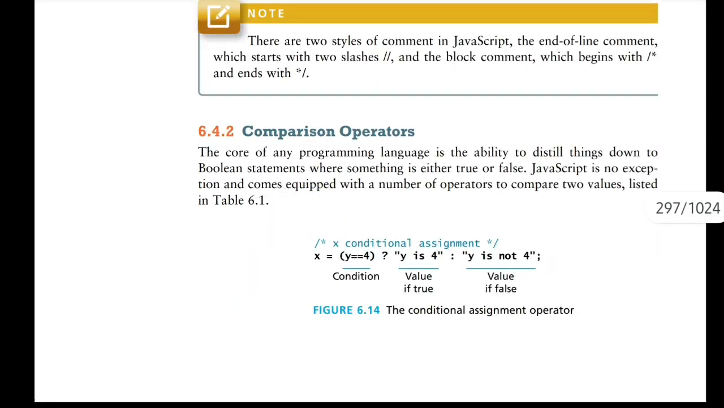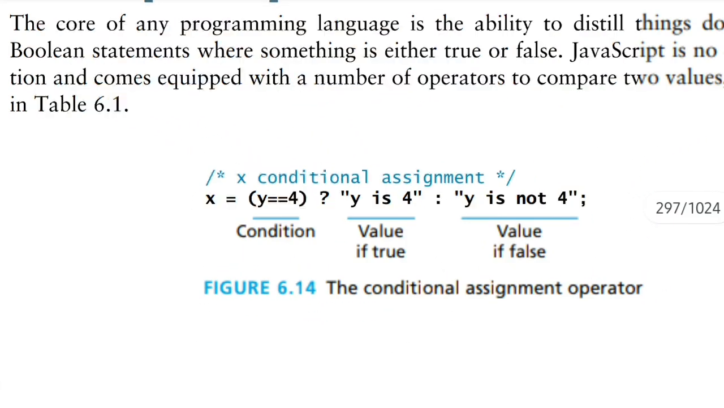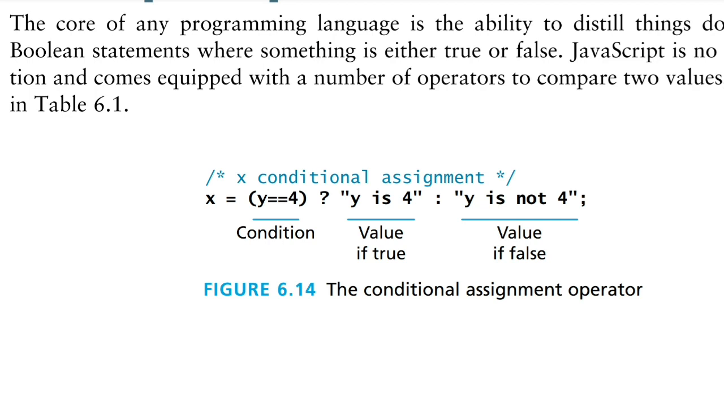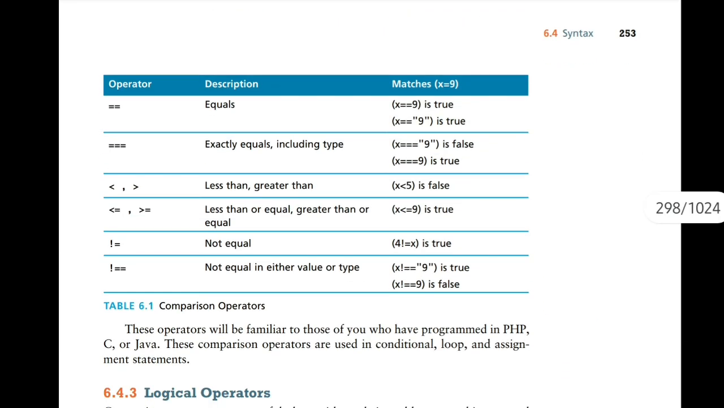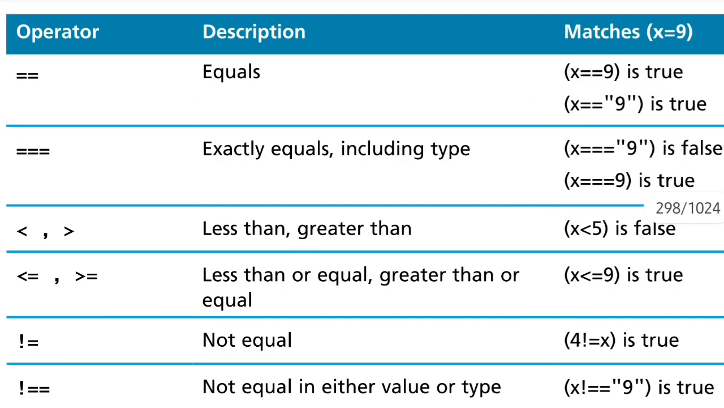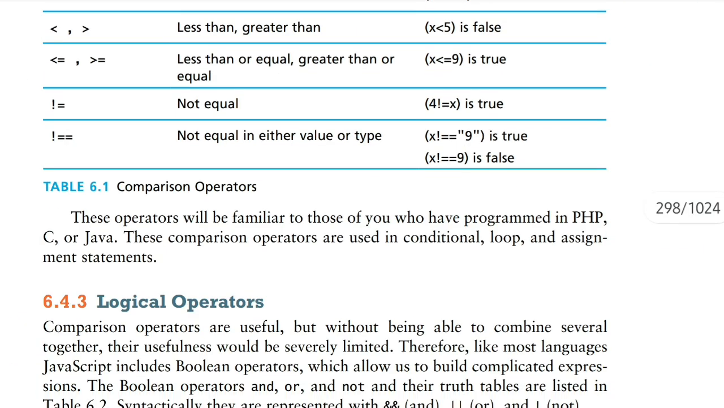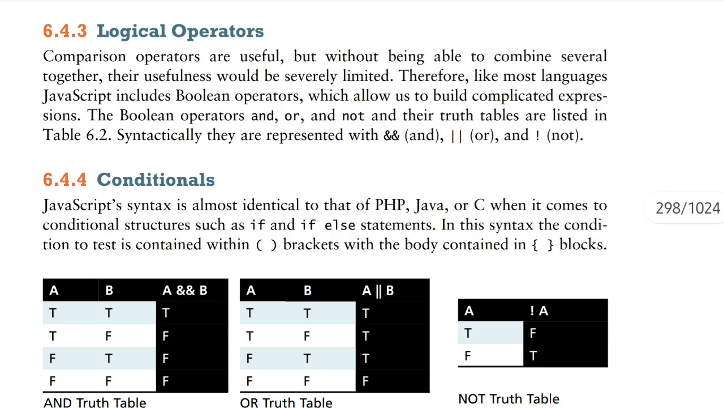And assignment is by using equal to, and the comparison operators. This also we know. Like this is the ternary operator: if this is true, this will be executed; if this is false, this will be executed. And these are the operators which are used. The only difference between the other languages and JavaScript is this one, triple equal to. It checks the type, meaning both are int or not, both are float or not, like that. Logical operators we also know: and, or, and not.